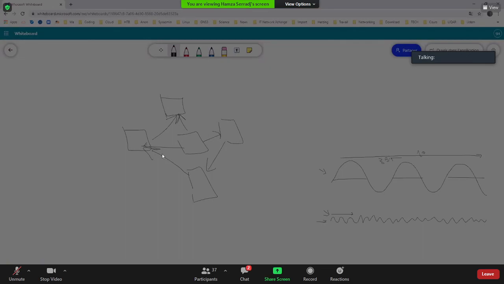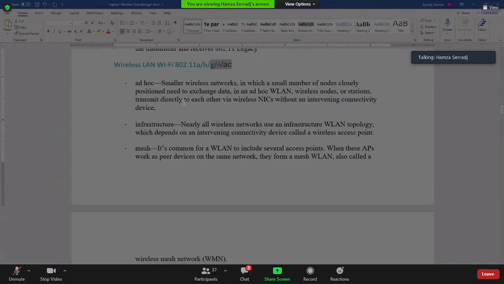Okay, you can create an ad hoc network, but there's nothing centralized here. It's just devices that talk to each other. You can exchange files, you can communicate between them, right? So this one and this one communicate with this one, and so on. This is called an ad hoc network, right? A smaller wireless network in which a small number of closely positioned nodes need to exchange data. That's it, right? But using what? Using just their network card.